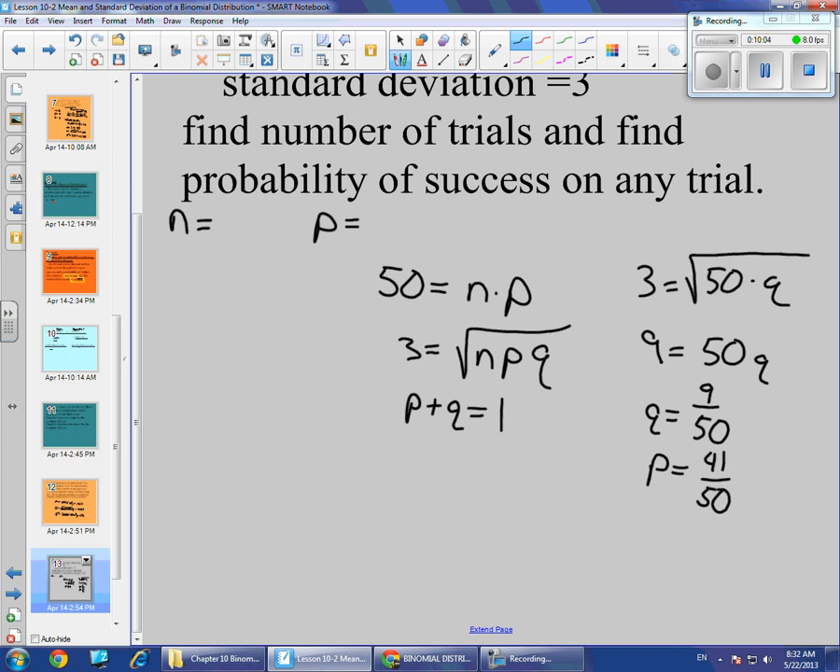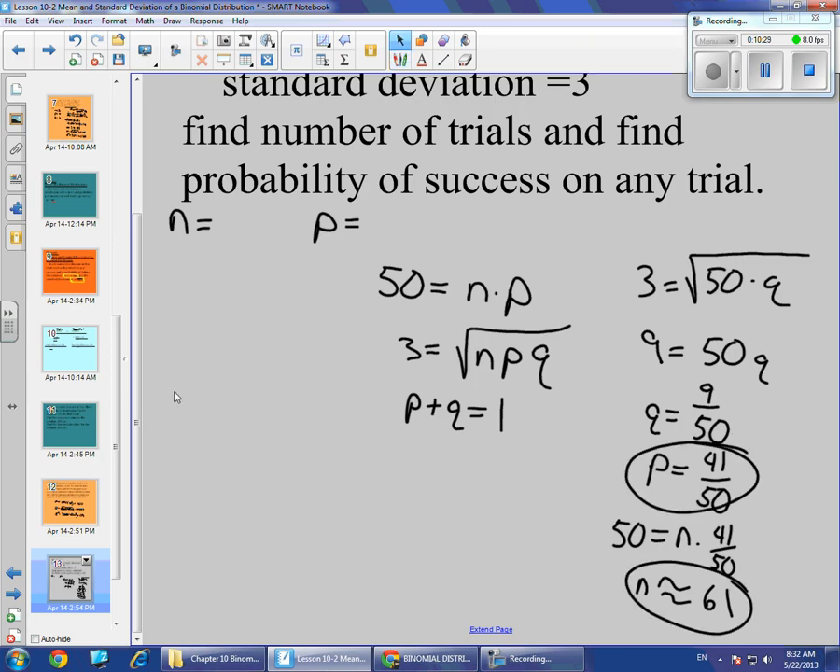And if I have that, I can solve for n, because I can go back and use that original formula. 50 equals n times 41 over 50. And what we find out is your n is approximately 61. Because n is a number of trials, it should be an integer, so I'm going to just round to the nearest integer, which is 61. So there's my number of trials. There's my probability of success.